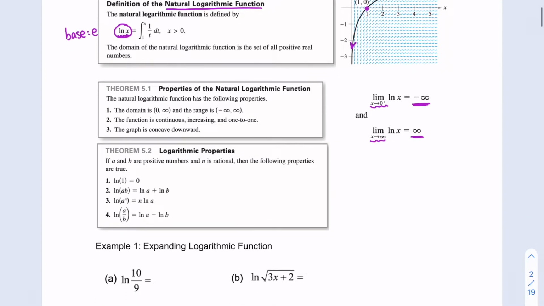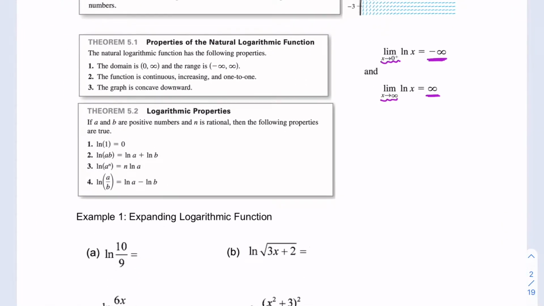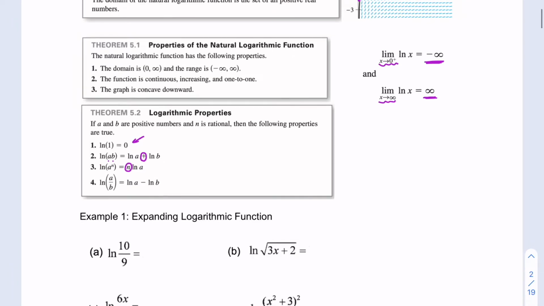And also some properties for the logarithm function. Ln 1 gives us 0. For any other base, it's the same property: log of 1 in any base gives us 0. Ln of a times b equals Ln a plus Ln b. Ln of a to the power n, the power n can be moved out, so it's n times Ln a. Ln of a over b gives us Ln a minus Ln b.